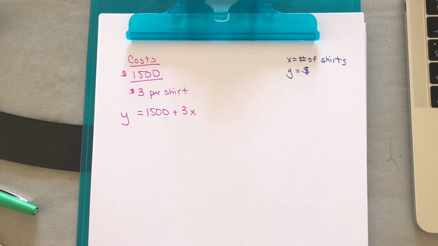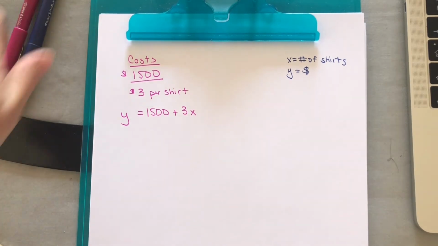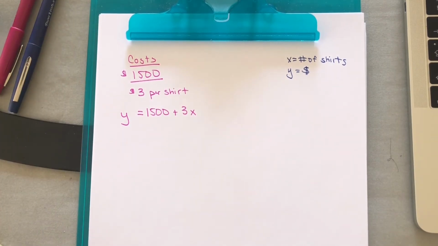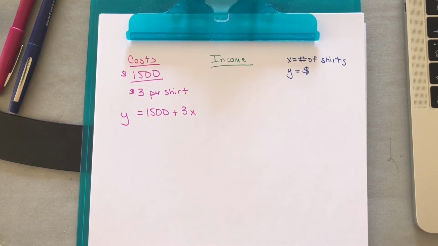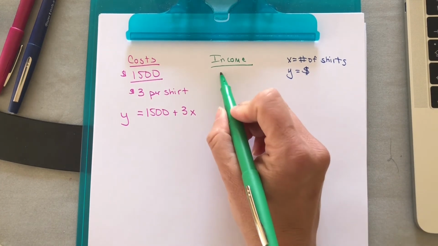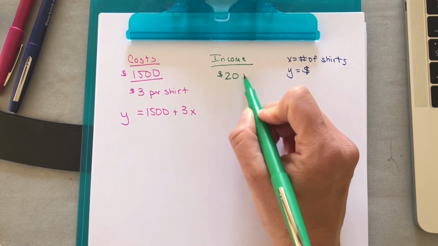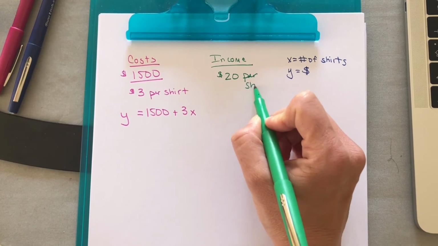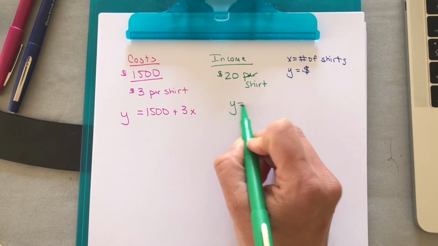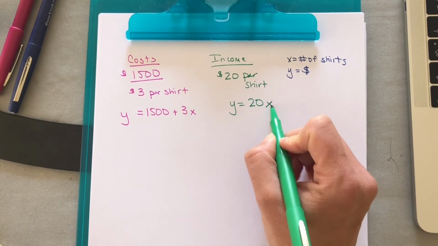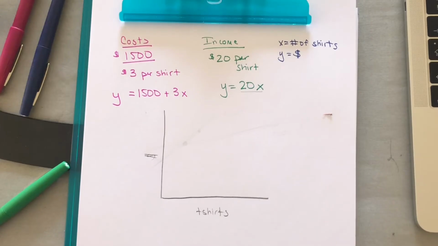But the other thing happening here is that you're making income. So you have money coming in. So what do we know about our income from this t-shirt company? Well, it says that we will eventually sell each shirt for $20. So it's $20 per shirt. So my equation for income is going to be money equals $20 per shirt that I sell.